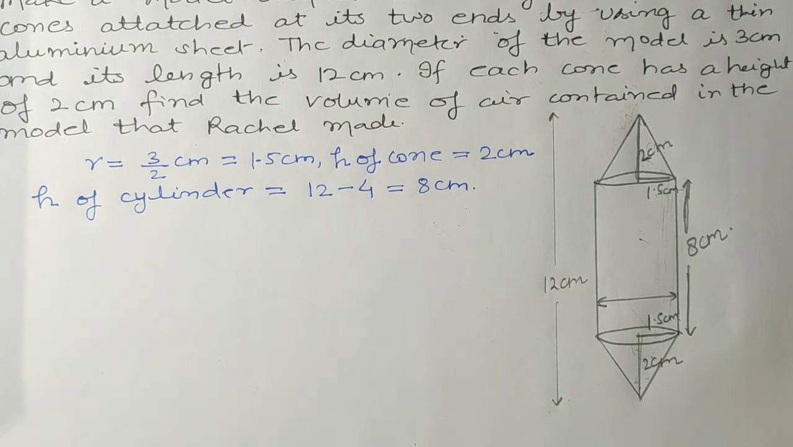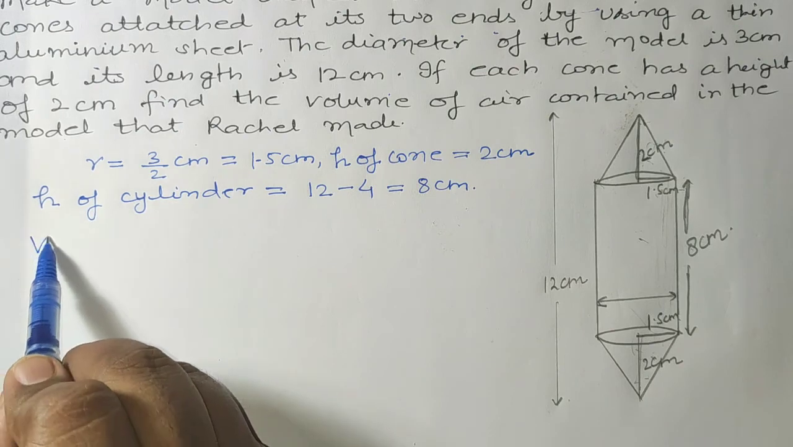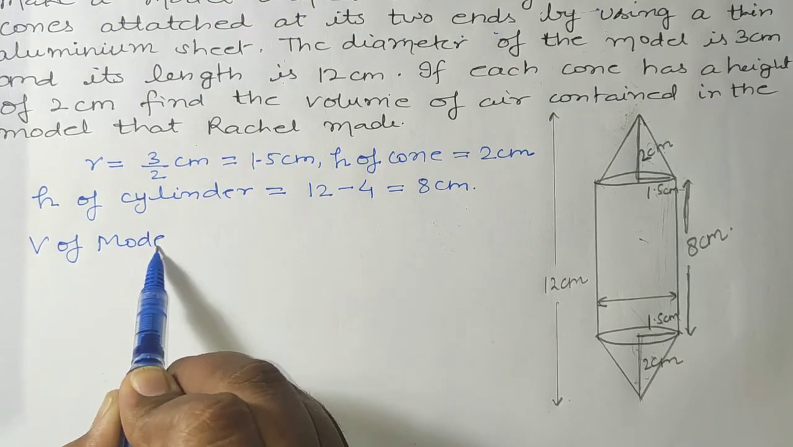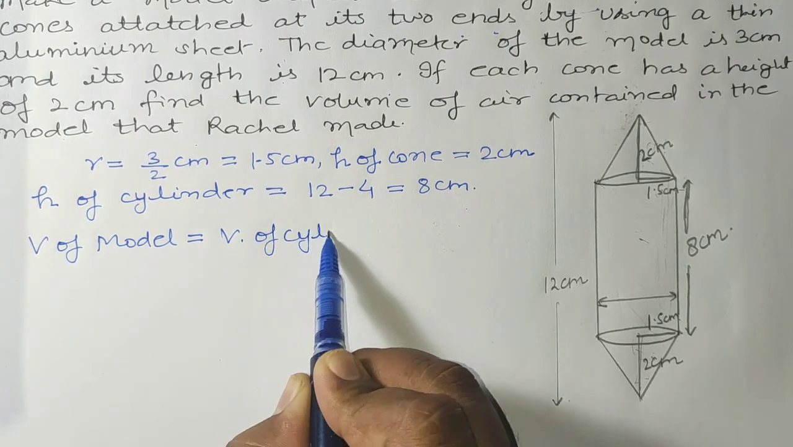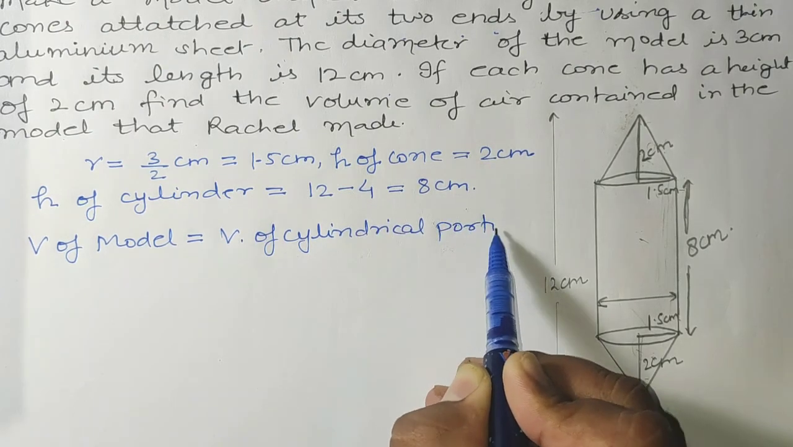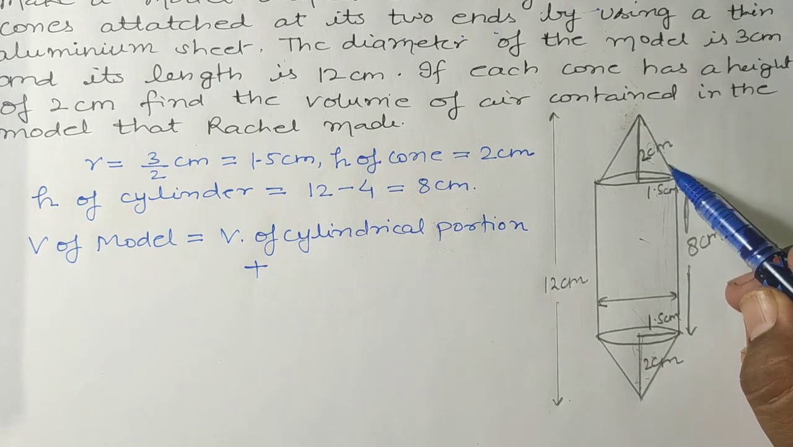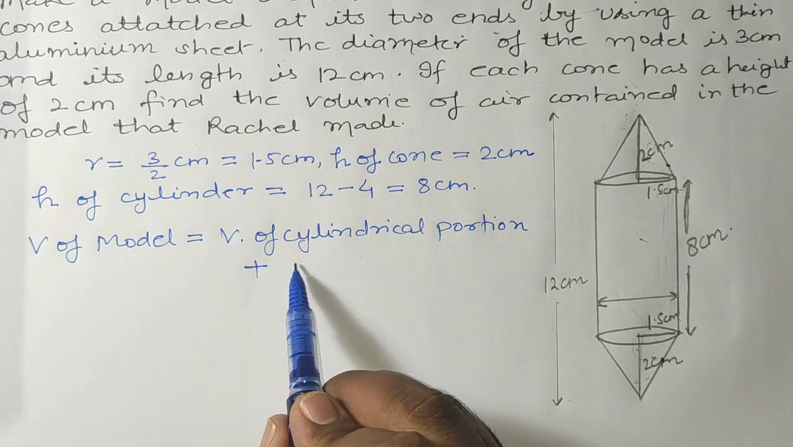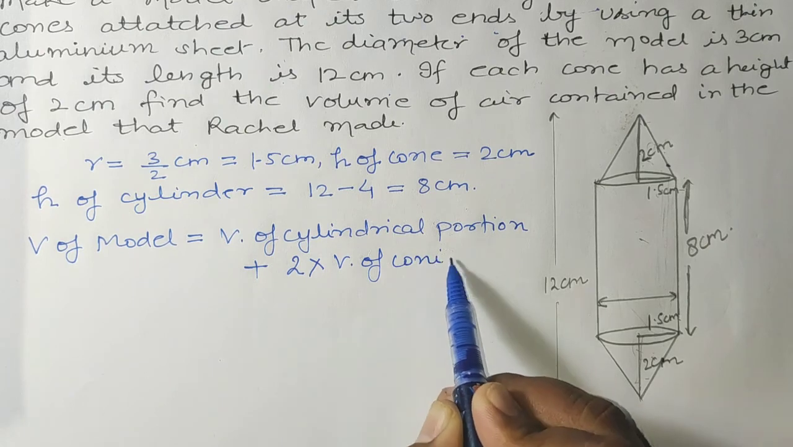Okay, now students, just write the formula for volume of model. It will be volume of cylindrical portion plus, see, one time the volume of the cone and here also one time the volume of the cone, so we'll write 2 into volume of conical portion.